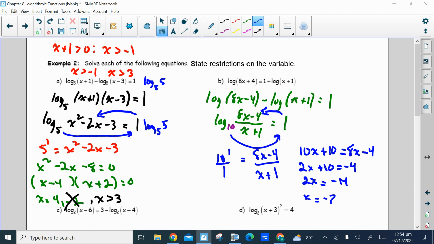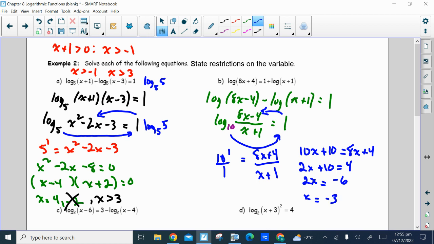Oh, I'm sorry, it is plus 4. That's going to change things. Thank you. We would have found that out when we did our check. So 2x plus 10 equals plus 4. And so when you subtract the 10 from both sides, you'll get negative 6 on the right, and then negative 3 for x.